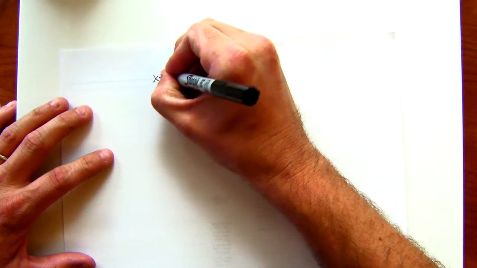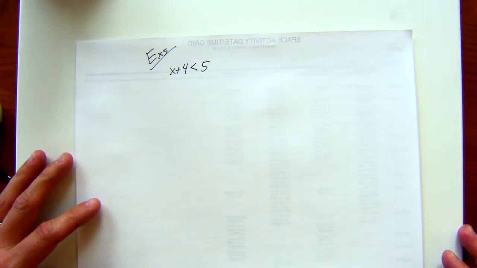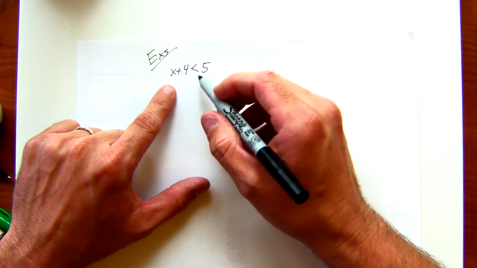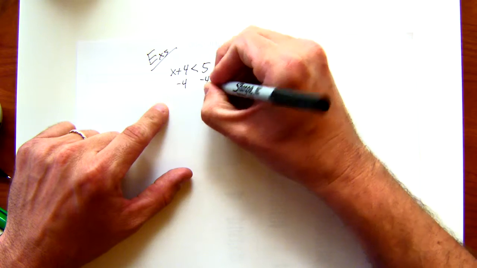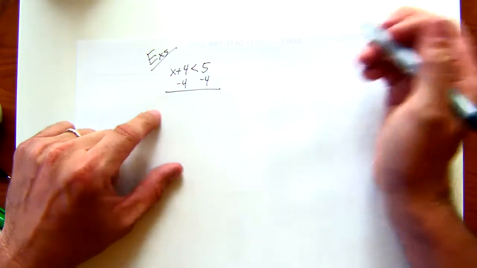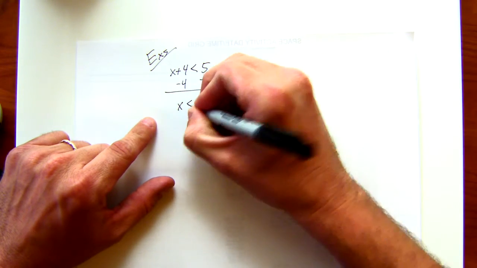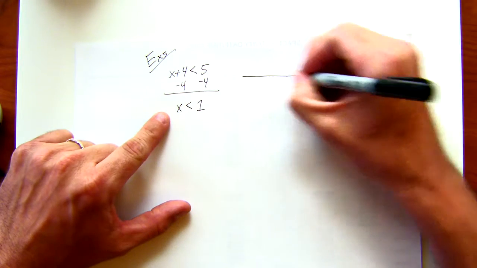Let's start with an easy one. x plus 4 is less than 5. So just like equations, I want to isolate my x. What do I want to do? Subtract 4 from both sides. Now is that going to change my inequality sign? No, because I'm not multiplying or dividing. So this is x is less than 5 minus 4, which is 1. Okay, so x is less than 1.